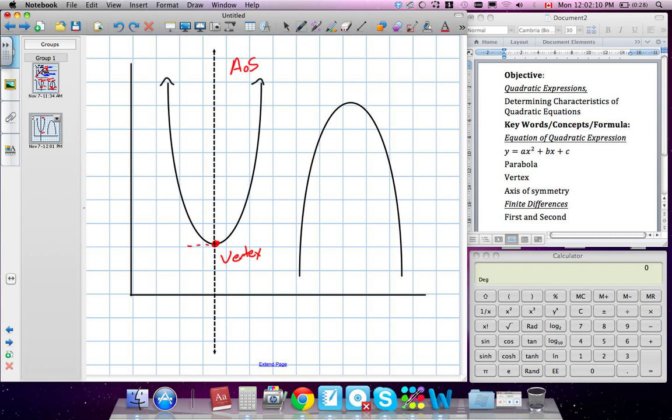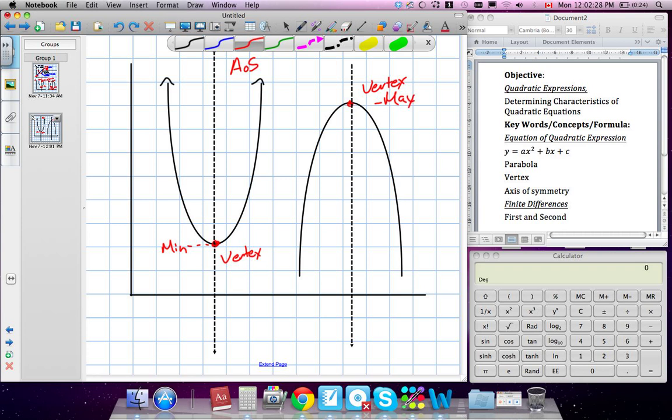It's also, in this case, a minimum value. Okay? In this case, it's our vertex again, the highest or lowest point. In this case, it's the highest, also known as the maximum. And it also passes through our axis of symmetry. Both of these shapes are parabolas.